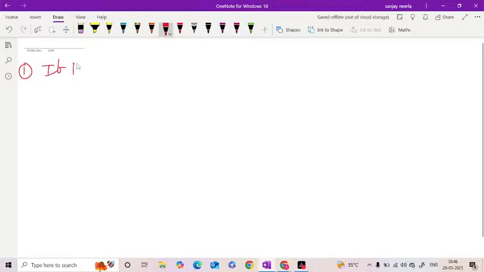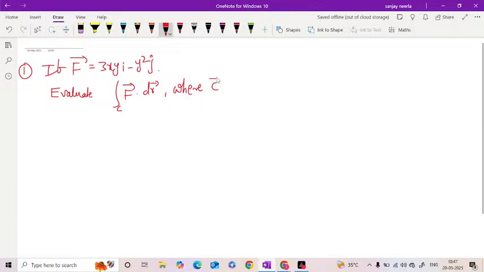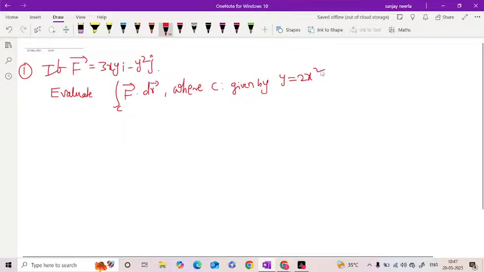So if f is a vector point function, f equals 3xy i minus y square j, then evaluate the integral over c of f dot dr, where c is a curve given by y square is equal to 2x square, from 0, 0 to 1 comma 2. Now first of all, draw the diagram.